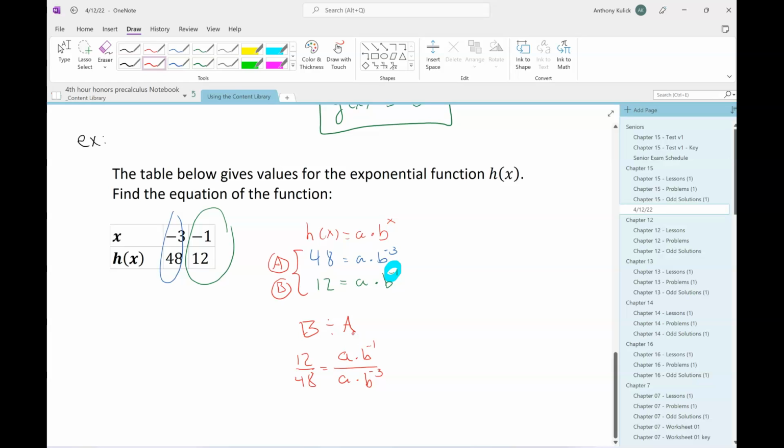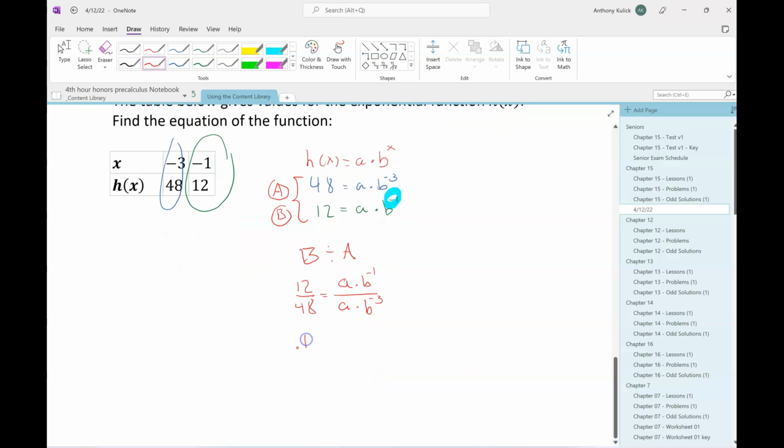Everybody happy with what I did there? Note, you could also do this via substitution, but this, I think, is a lot less messy algebraically. So 12 divided by 48 is just 1/4. The a's cancel out. And then to divide b to the negative 1 by b to the negative 3, I get b to the negative 1 minus negative 3.